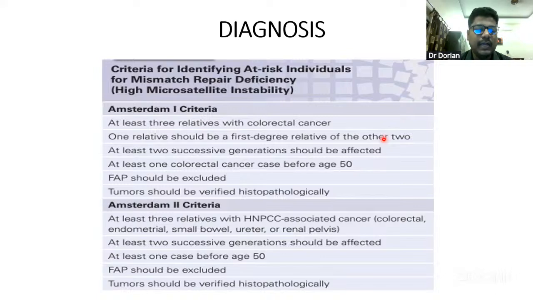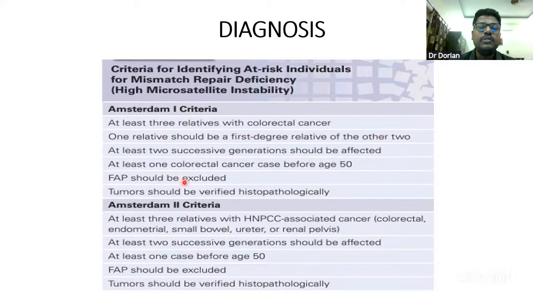Why? In HNPCC, there will be delayed adenoma. The adenoma will be forming only by 50. By 51, he will develop cancer. In FAP, the adenoma will be forming by childhood. He will develop cancer only by the age of 25. Okay, so that is the difference between these two.